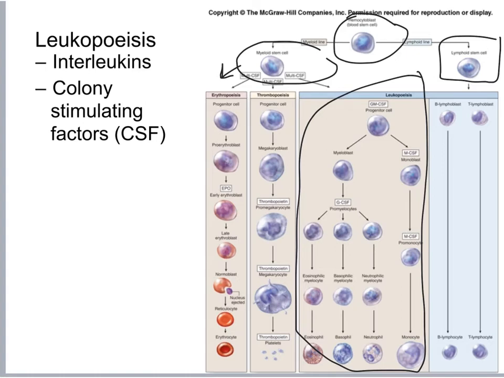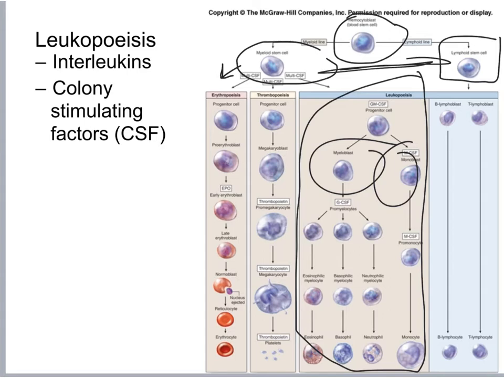Interleukins and those CSFs, or colony stimulating factors, are released by supporting cells in bone marrow and by mature white blood cells themselves. It makes sense that interleukin means in between white blood cells. So again, I don't need you to memorize every single step, but I do need you to know the stem cell lines that these structures come from, as well as the categories of hormones or chemical messengers that play a role in regulating this.